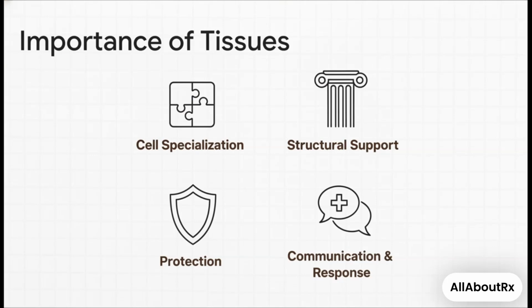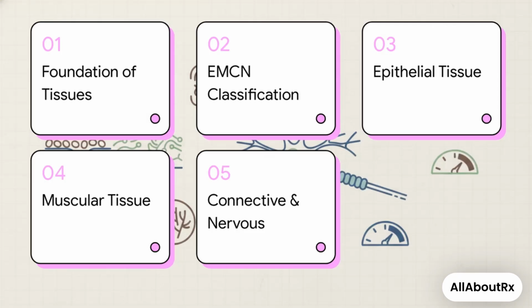So why do these cellular teams even matter? Well, for starters, tissues enable cell specialization. This means different groups become complete experts at very specific functions, which even dictates how much blood supply they get. They also provide the fundamental structural support and shape of our bodies. Think about your bones and cartilage. They protect our vital organs, and crucially, they play a massive role in internal communication and mounting immune responses to keep us healthy.